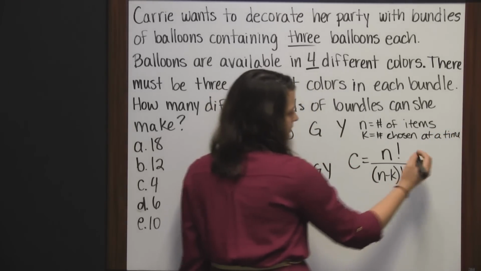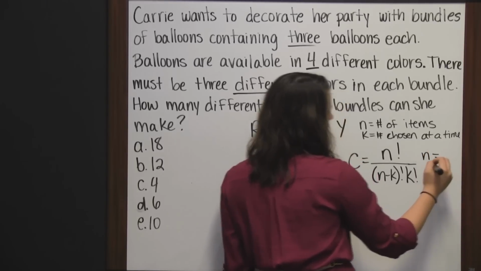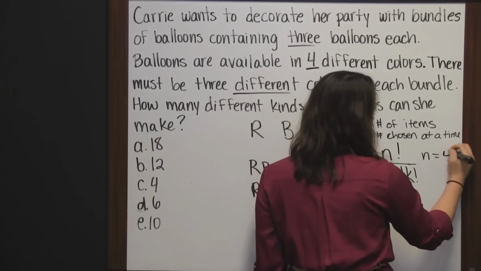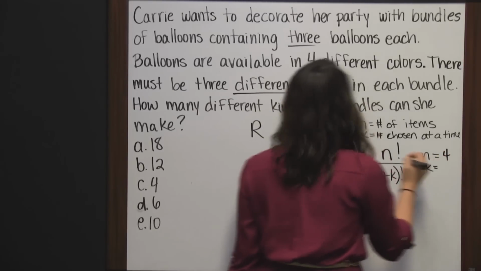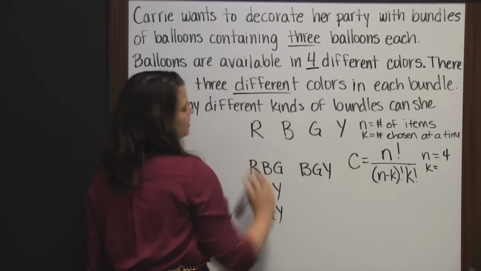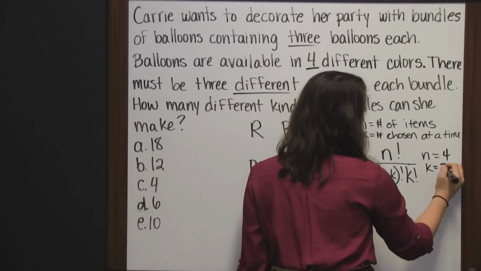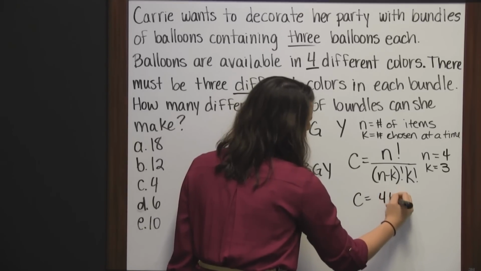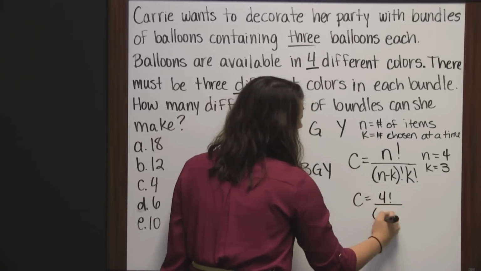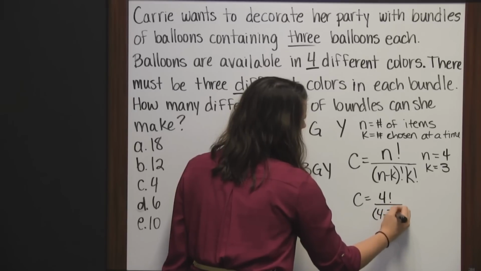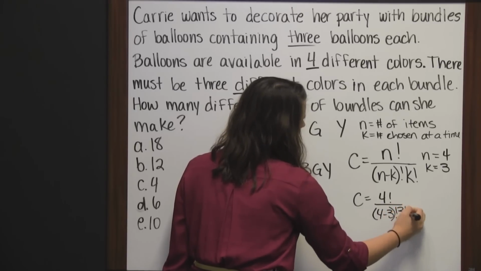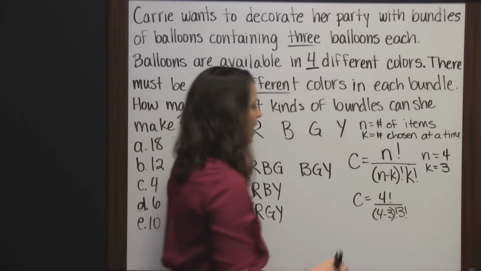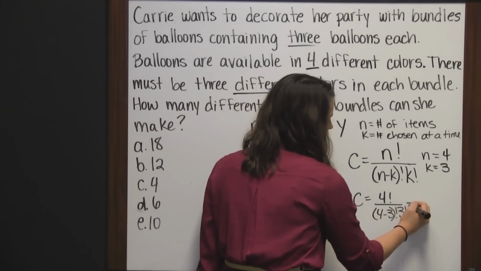So in our case, we have 4 items. We have 4 different colors of balloons. So our n is 4, but we can only choose 3 at a time because we want 3 in each bunch. So our k is 3. So our combination would be 4 factorial divided by 4 minus 3 factorial times 3 factorial. And all I did was substitute 4 for n and 3 for k.